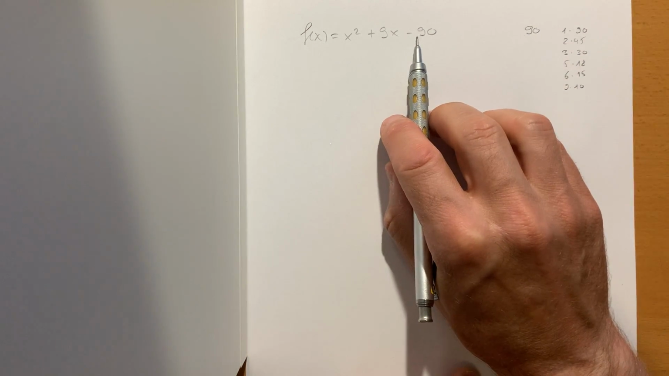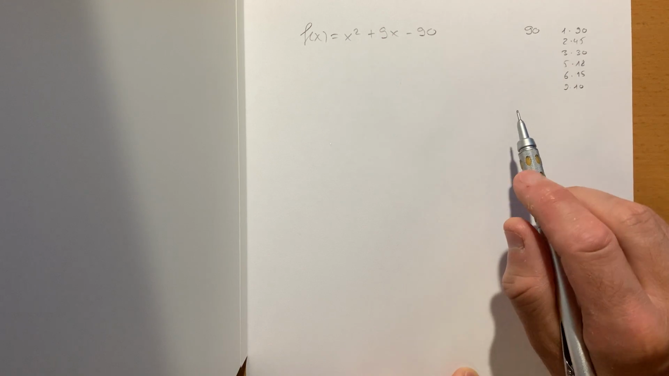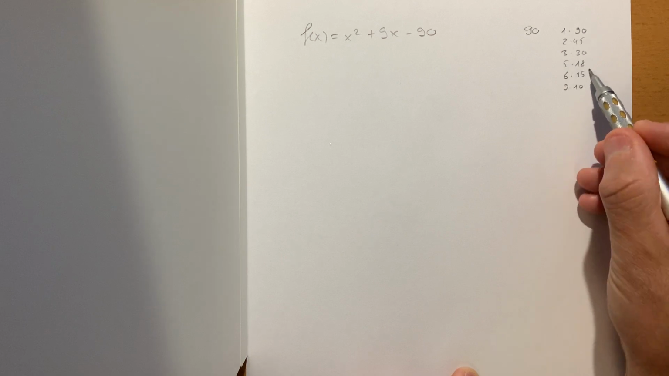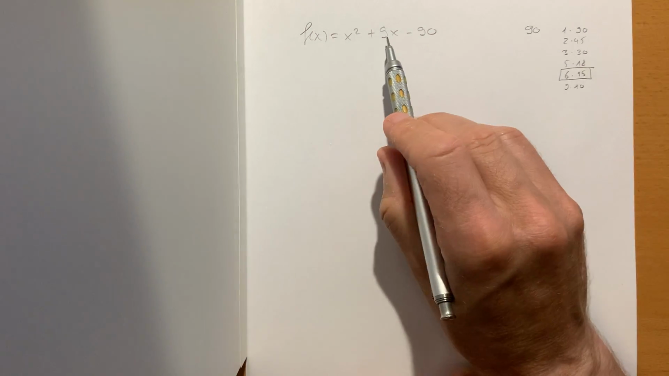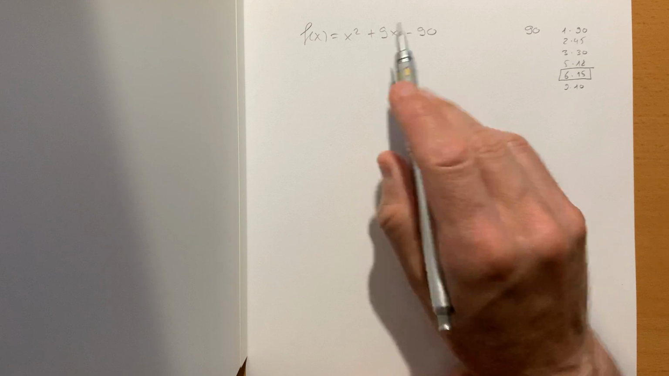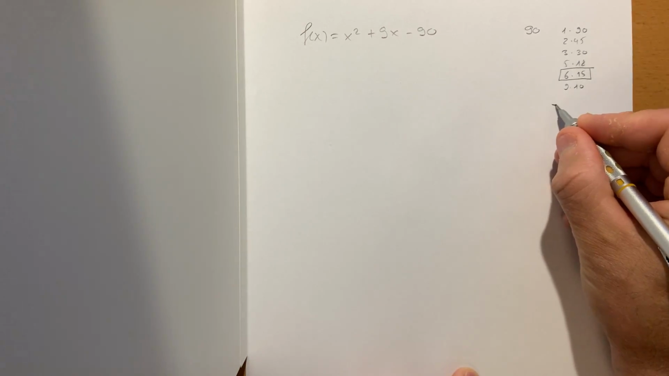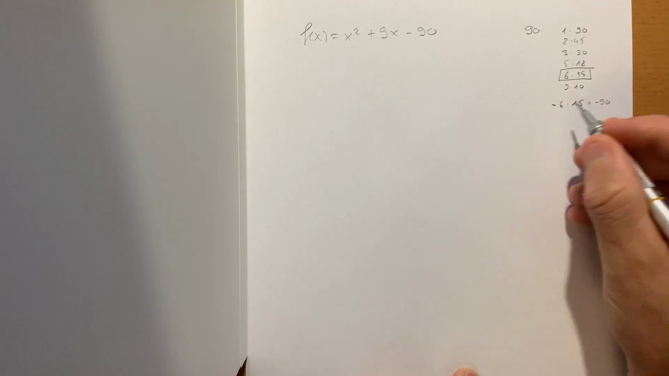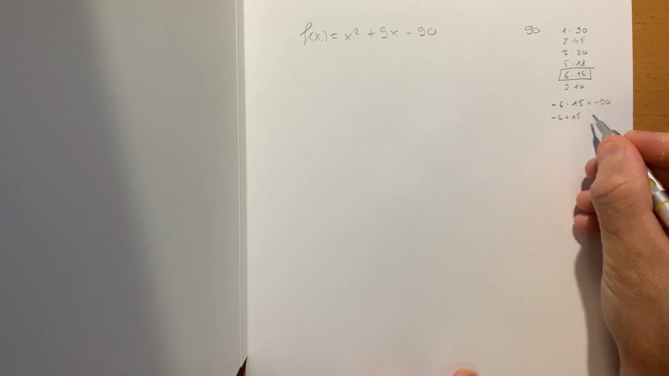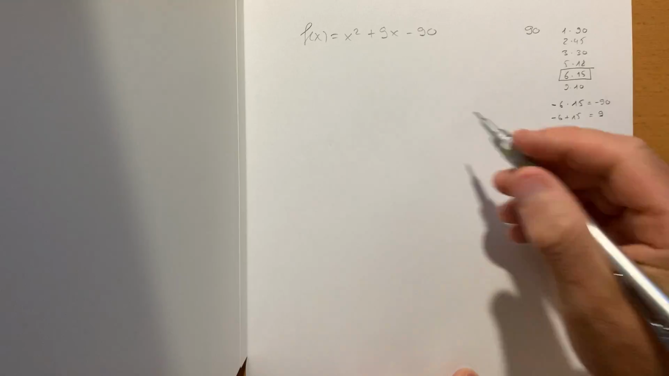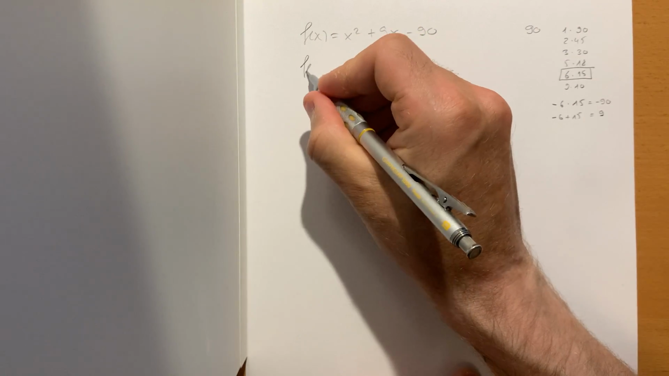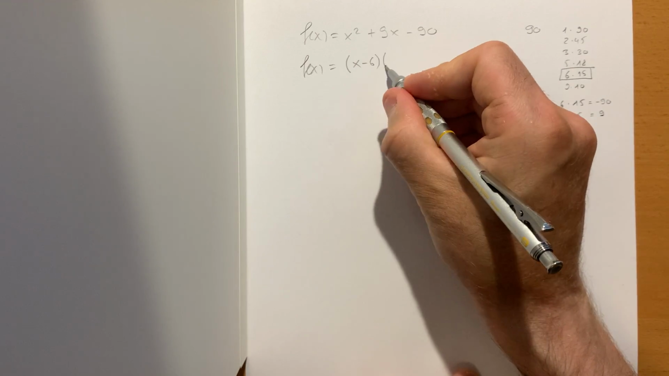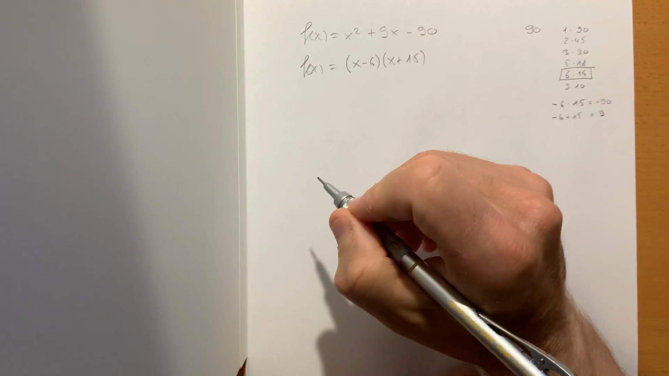Now this is negative, so that means one of the two has to be negative. And when you look at it, it will be this one. Why is that? Because when you add them up, you have to get 9. So if you do minus 6 times 15, that's minus 90, and minus 6 plus 15 is 9. So that works. So we can write x minus 6 and x plus 15.